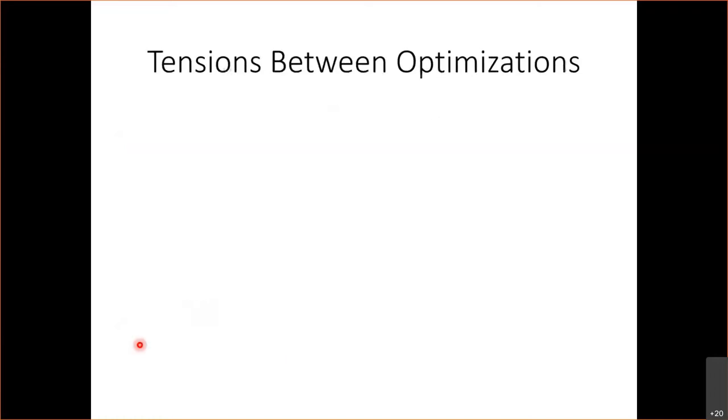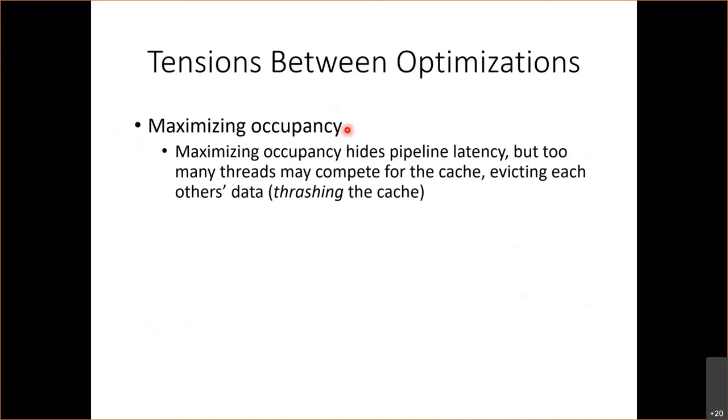Having said this, it's important to note that sometimes there's a tension between optimizations. So, for example, when I maximize occupancy, sometimes if my occupancy is too high and my threads use a lot of memory, having too many threads, these threads start competing for the cache and they might evict each other's data out. So there's a tension between maximizing occupancy, but also controlling the thrashing of my cache. So sometimes what people like to do is not to maximize occupancy, but try to limit occupancy a little bit if they know that the threads are thrashing each other's data out of the cache. So sometimes you have to make that balance between different optimizations.